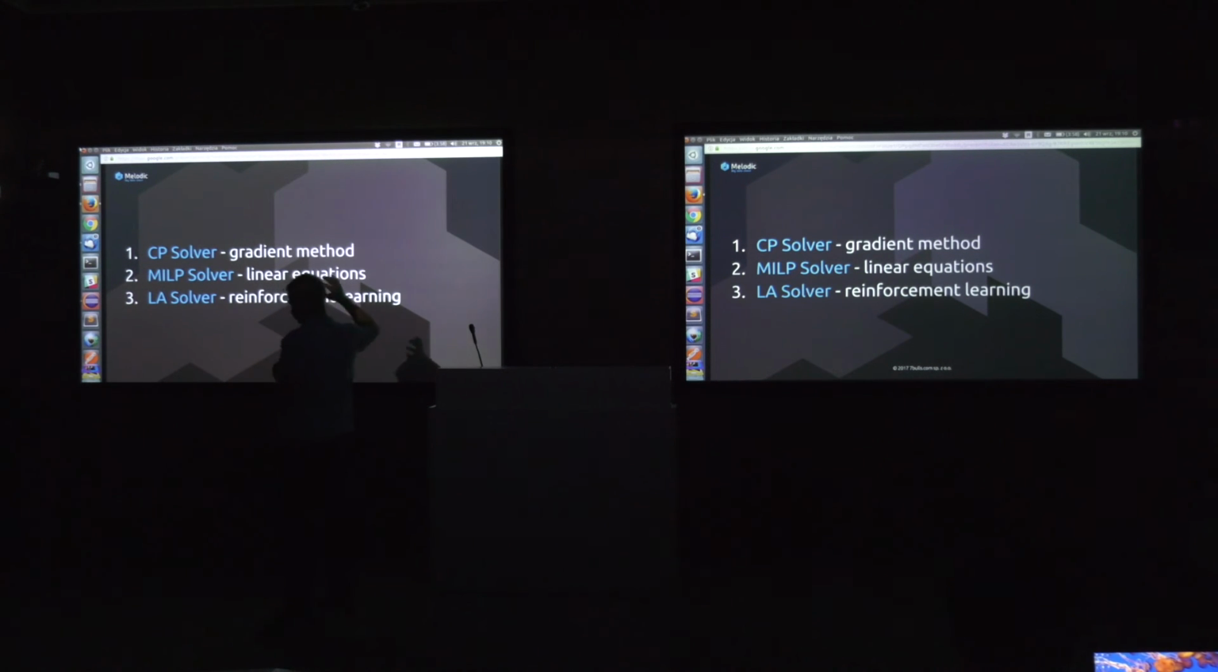And the third one is actually the most advanced. It's the learning automata solver. It's based on a reinforcement learning technique. The algorithm is from the 50s or 60s, but this is the learning solver. So it constantly receives the monitoring data and learns. So the solution should be improved constantly over time.